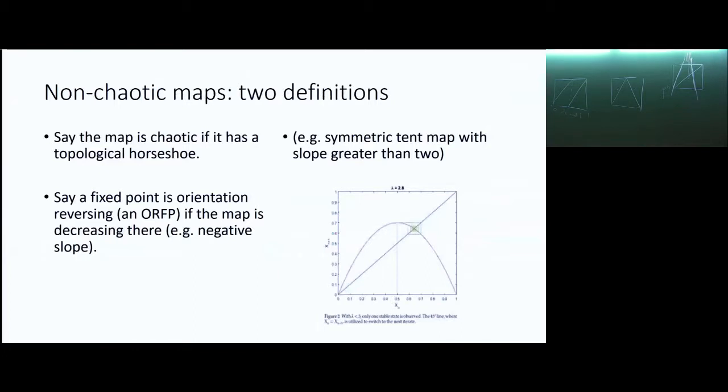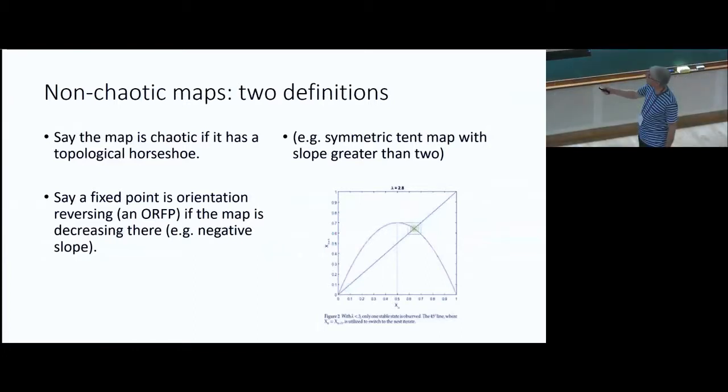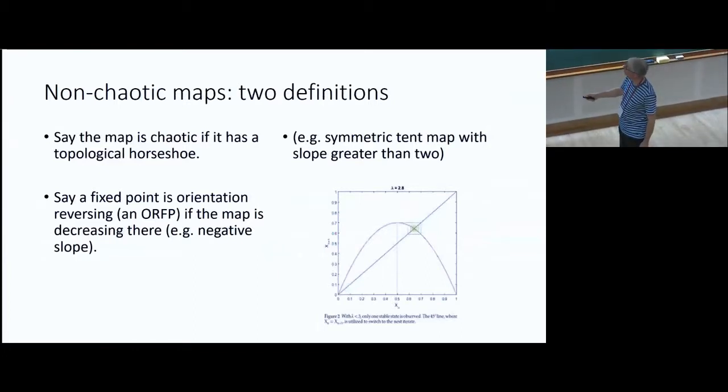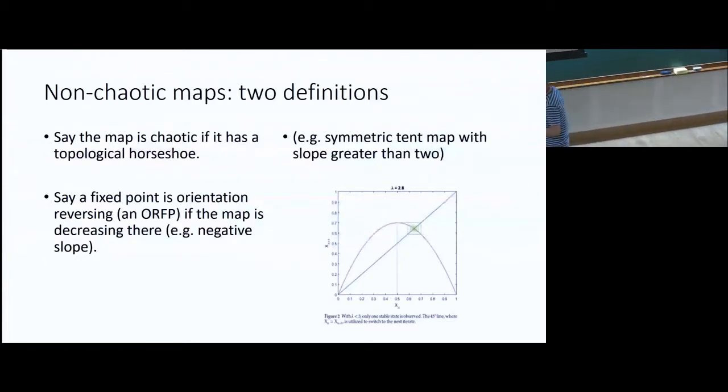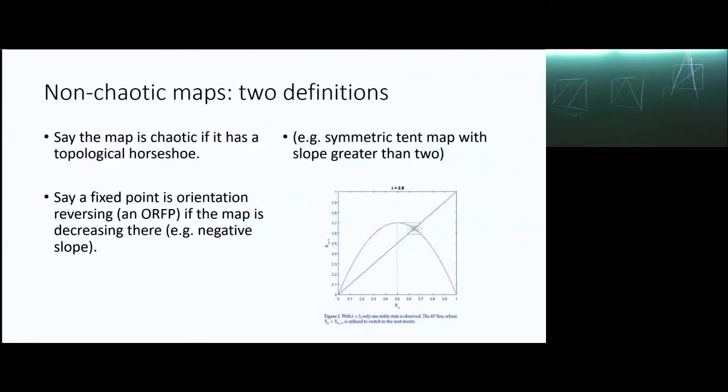So that's if some iterate of it has this two-branch property, and symmetric tent map with slope greater than 2. If I have slope greater than, or actually greater than or equal to, 2, then it goes out of the box, and I've got two branches here and here, each of which maps over the entire interval. Okay. And this isn't talking about stable things, it's simply talking about the existence of complicated trajectories.